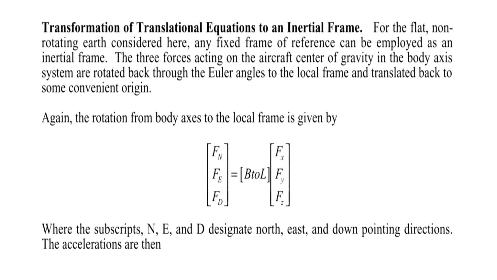They then continue the document using equations derived from a stationary plane Earth instead, stating, for the flat, non-rotating Earth considered here, any fixed frame of reference can be employed as an inertial frame. So, once again, when trying to take into account a rotating Earth, NASA just runs into various problems that are better remedied by just assuming a flat, non-rotating Earth.